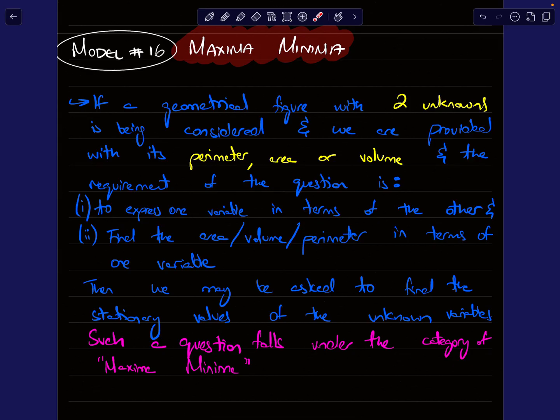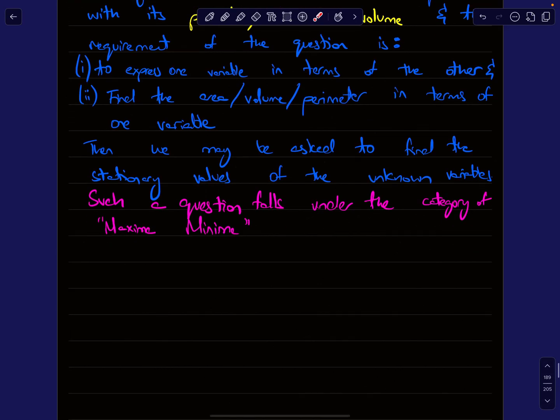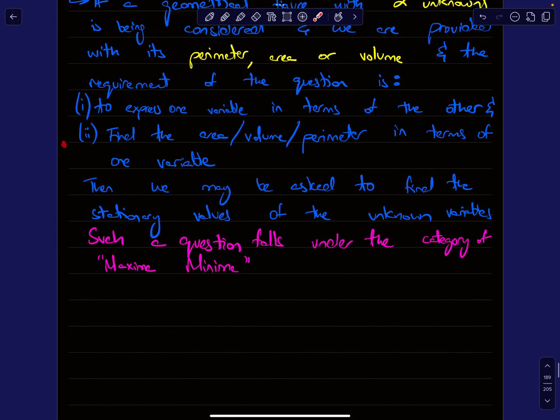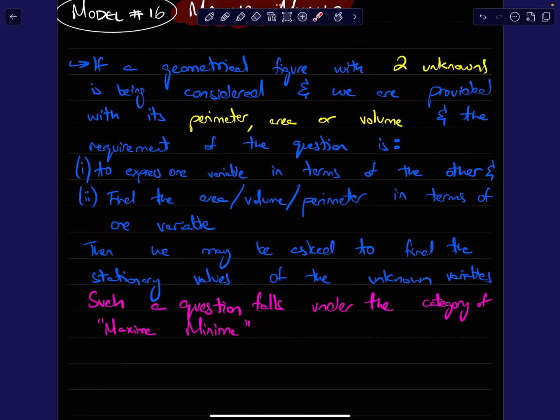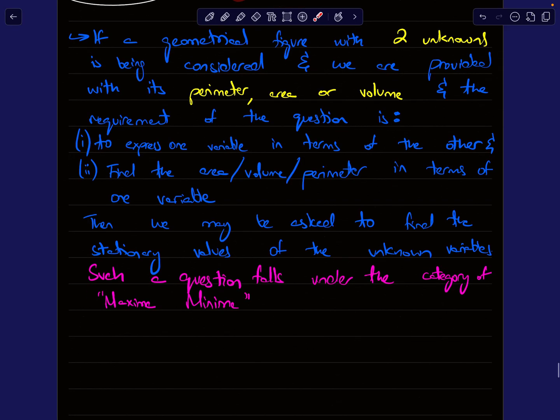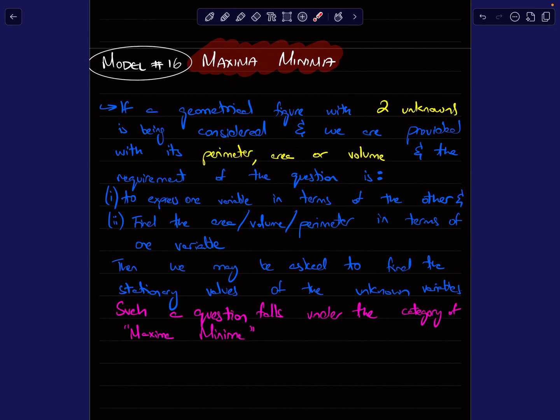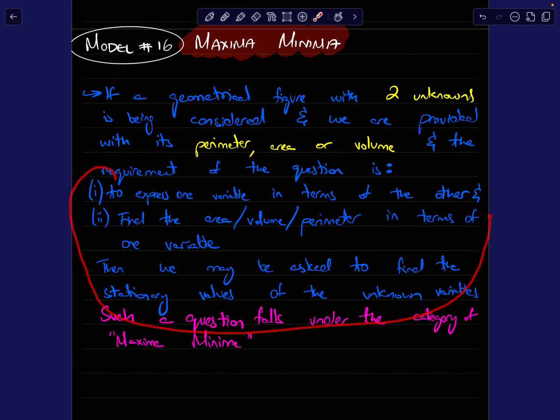Alright, and then we could further be asked to find the area, volume, or perimeter in terms of one variable. And finally, the question may even ask us to find the stationary values of the unknown variables. So if your question asks either of these things, the question falls under the category of maxima minima.